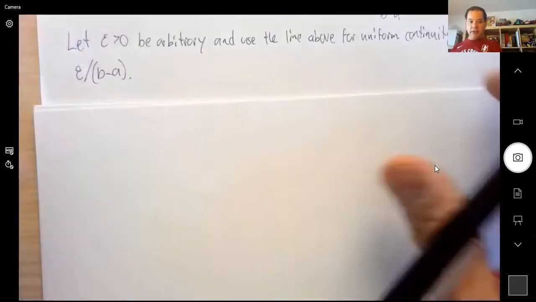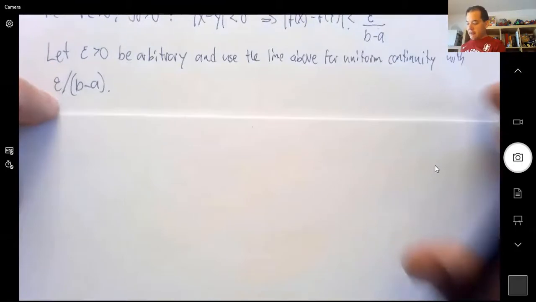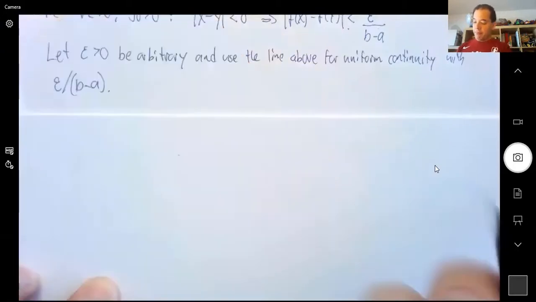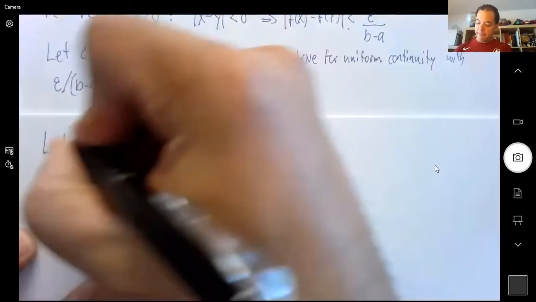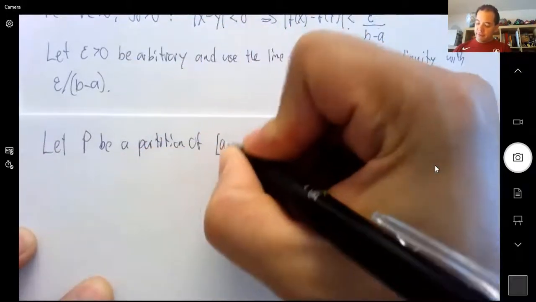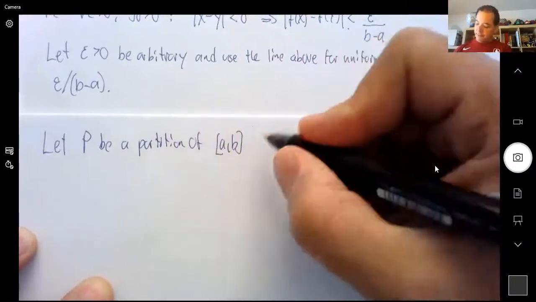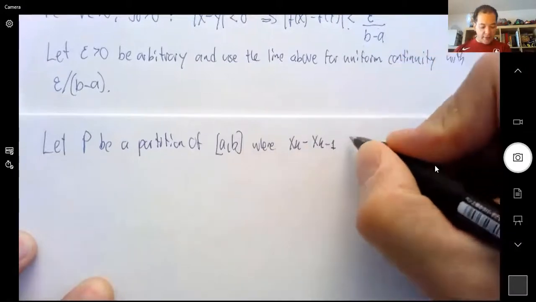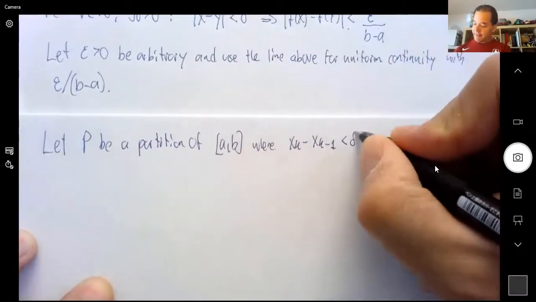And another thing we're going to need is the fact that continuous functions achieve their maximum and their minimum on a closed interval. That was our so-called extreme value theorem, but I'll tell you when we use it. So we're going to pick a partition. Let P be a partition of the closed interval AB, and I'm going to pick one where the lengths of the intervals, x_k minus x_{k-1}, are less than delta.